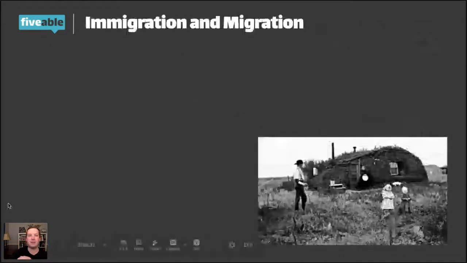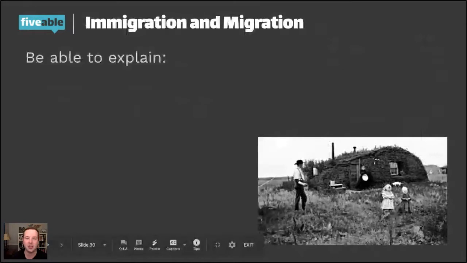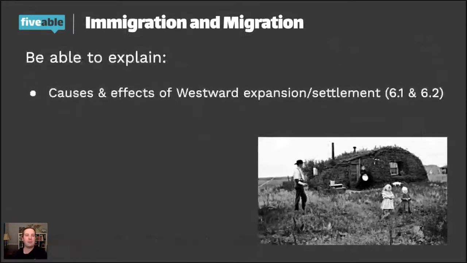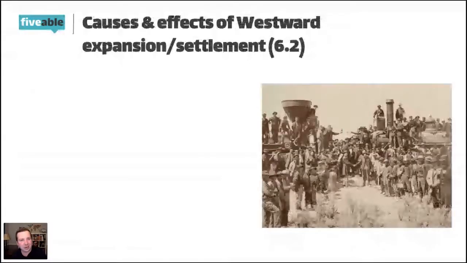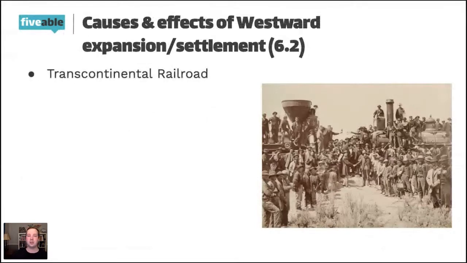So, immigration and migration during period 6. You need to be able to explain why people moved west and what the immigration push and pull factors are. This is the picture of the Transcontinental Railroad. It's both a push and a pull factor, right? It's created by Republicans in Congress during the Civil War, actually, but it's completed in 1869. It's going to allow for faster transportation all over.